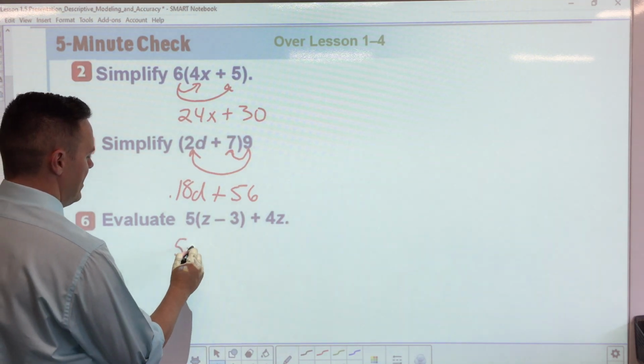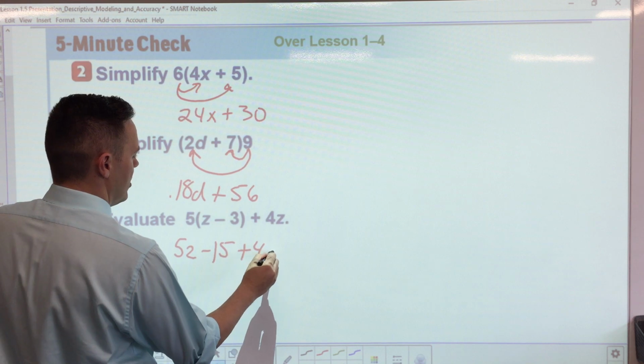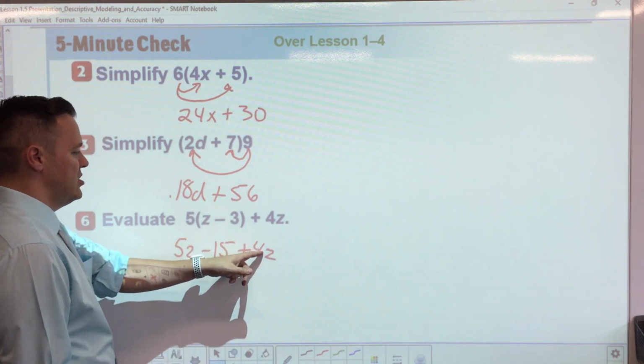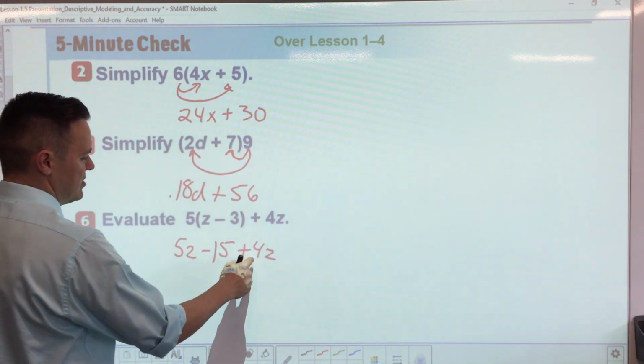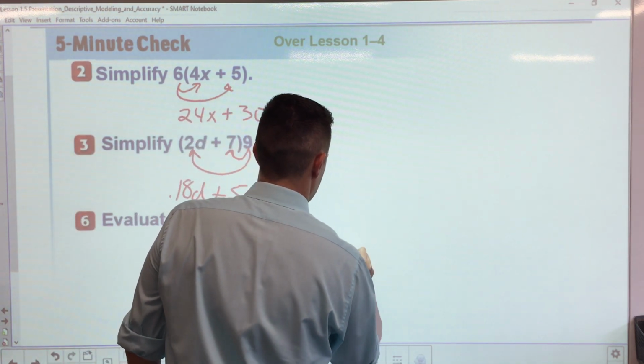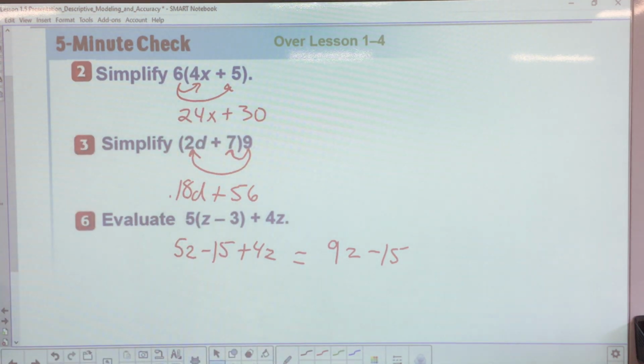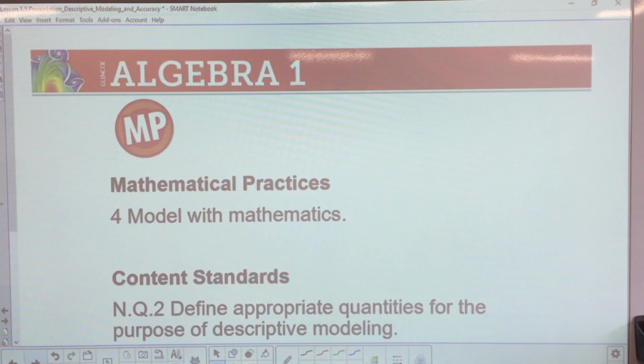This would be 5z minus 15 plus 4z. Now, can you combine these two together? Yes, you can. 5 plus 4 is 9. So this equals 9z minus 15. Remember, hopefully you got that. And if you didn't, come talk to me and I can teach you.